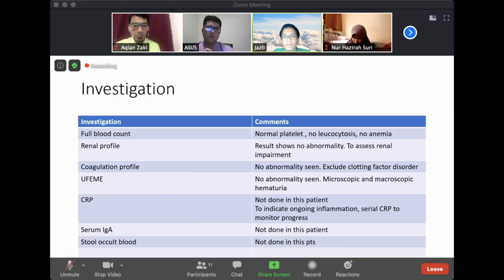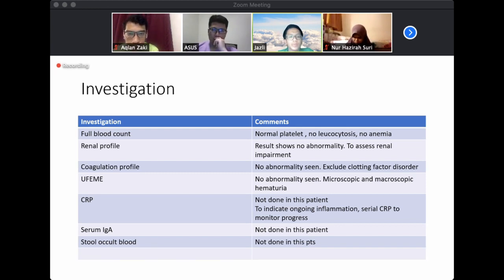So for the investigations, the full blood count shows normal platelets with no leukocytosis and no anemia. The renal profile shows no abnormality. The coagulation profile shows no abnormality, which was done to exclude any clotting factor disorder. Urinalysis was done and no abnormality was seen. CRP was not done in this patient. Serum IgA was not done, and stool occult blood was also not done. So these were the investigations done for this patient.